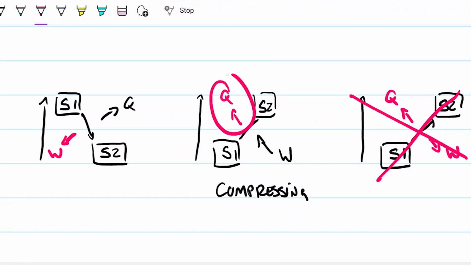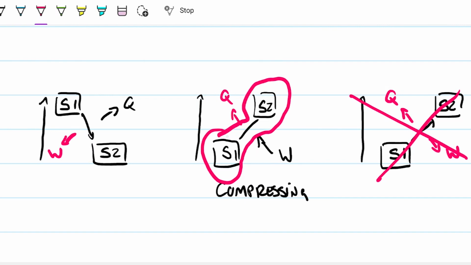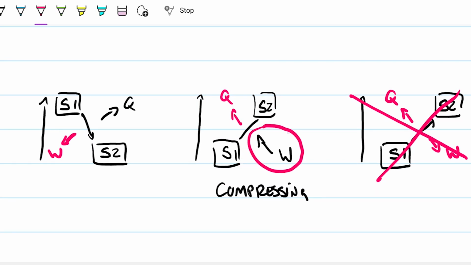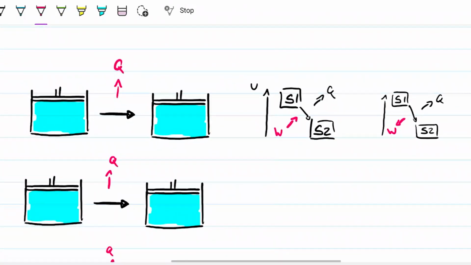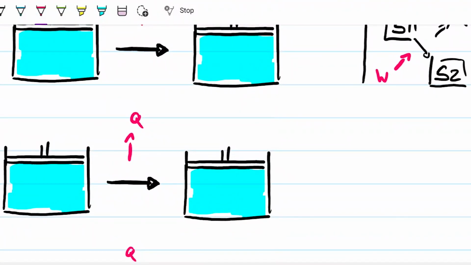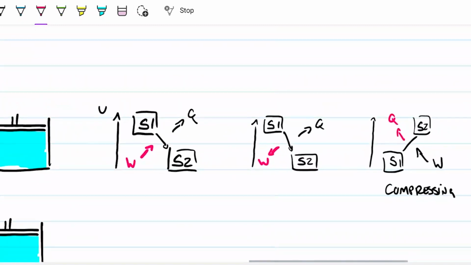We have heat leaving the system, and in spite of the heat leaving the system, we have an increase in internal energy. So therefore, the work that's being done to my system is being used up to increase its internal energy. That is, it's compressing my system, the volume is decreasing, and the rest of the energy is leaving in the form of heat. Okay? And then we can do the same thing here if my heat is going into my system.